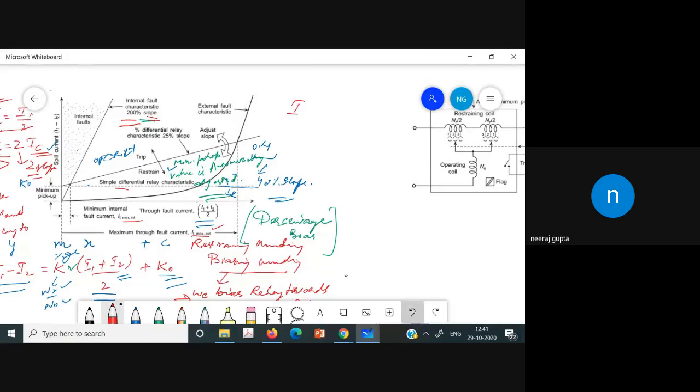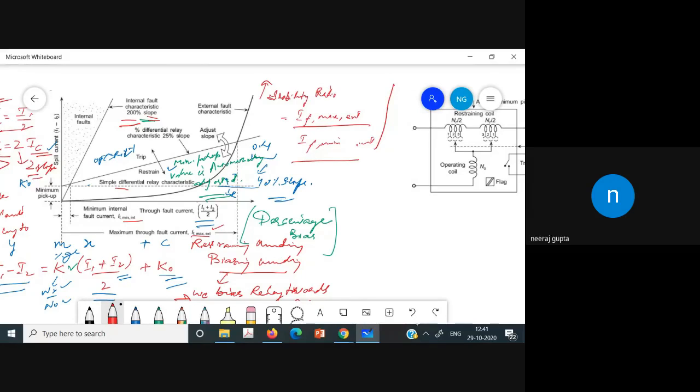As we have discussed in the previous lecture, the stability ratio is equal to IF maximum external divided by IF minimum internal. So the greater the value of the stability ratio, the greater the stability of the system.